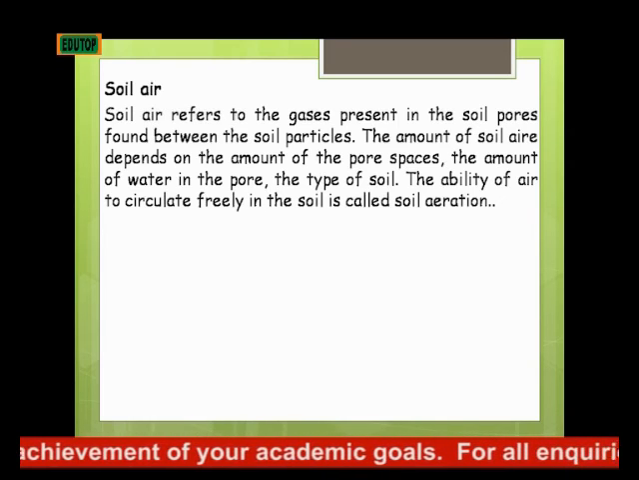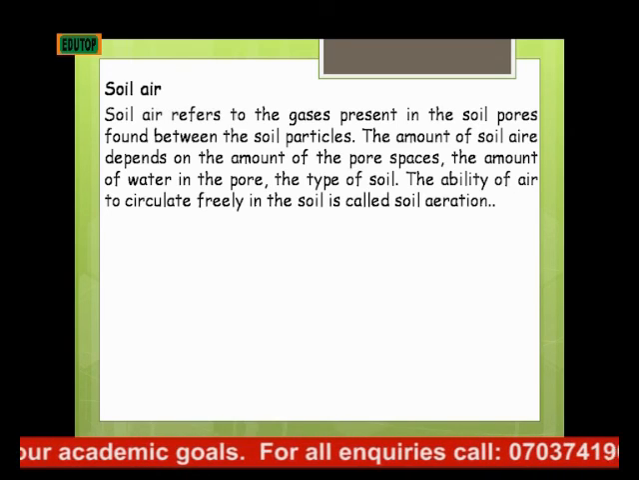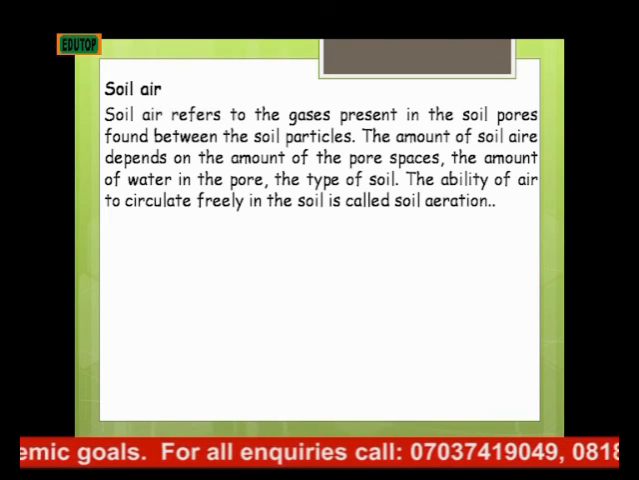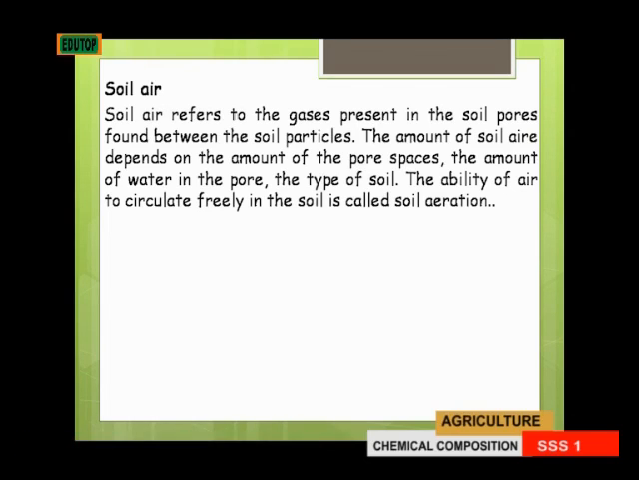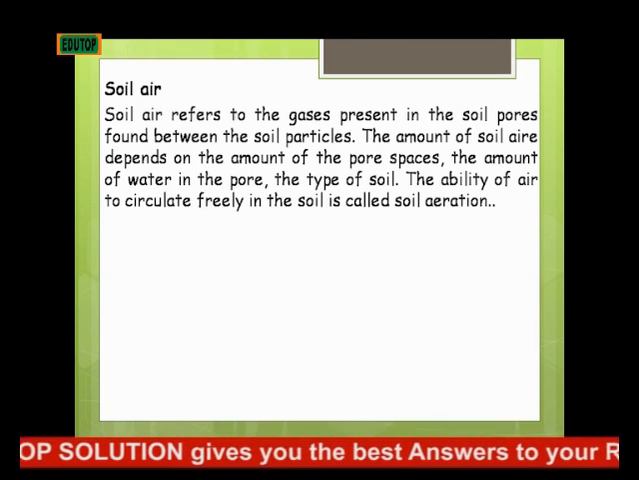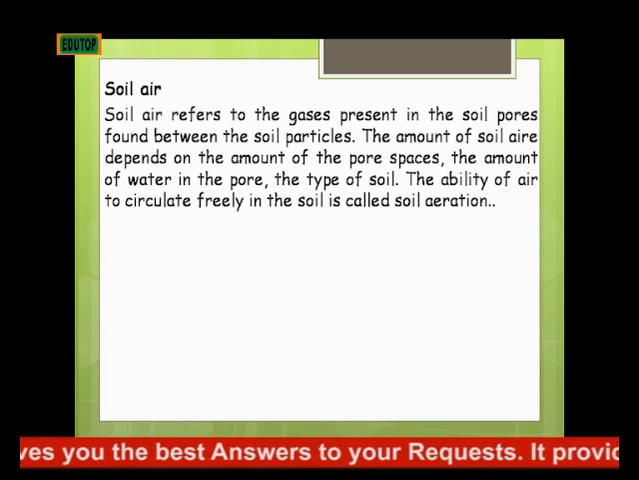The ability of air to circulate freely in the soil is called soil aeration. That is, soil air, aeration means the movement of air. Now, when we say soil aeration, that means the ability of air to circulate and move freely in the soil.